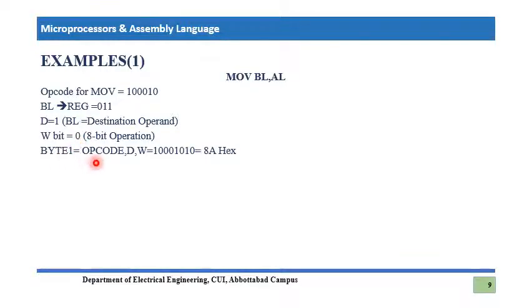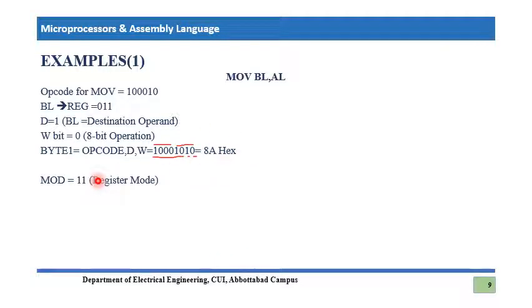So byte 1 is a combination of opcode, D and size bit, so we are just going to put the values: that is our opcode, that is the D bit, that is the size bit, and now we are just going to arrange them in hexadecimal. So 1000, that means 8, and 1010, that means A. So the first byte is 8A hex.